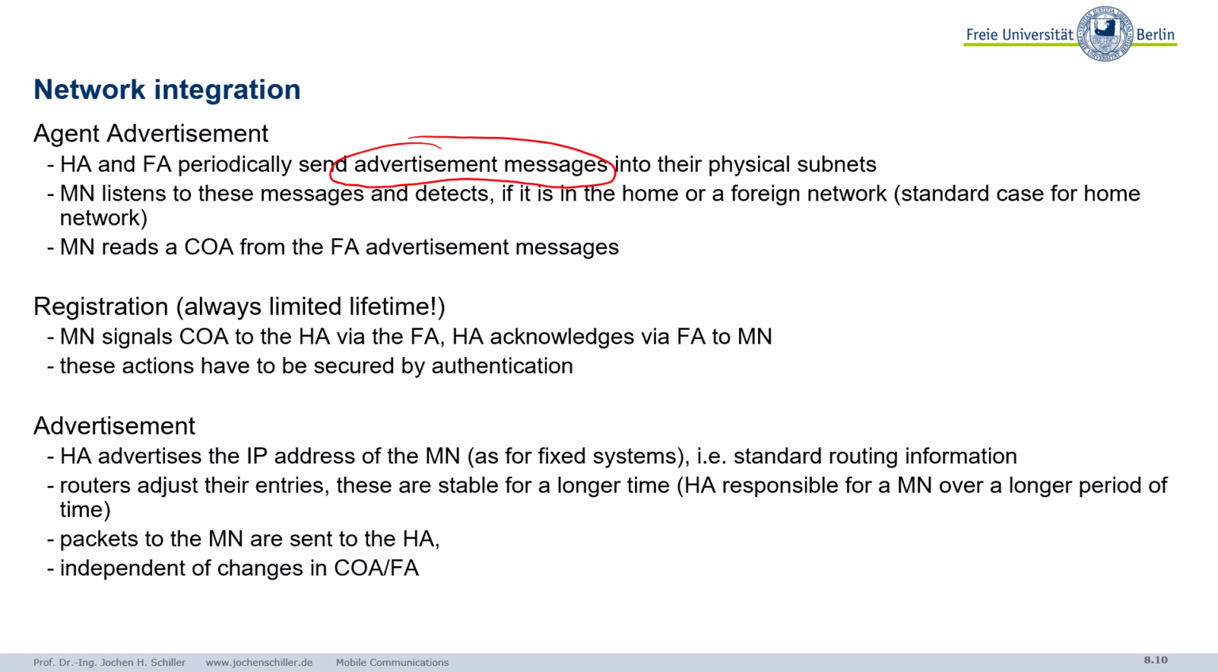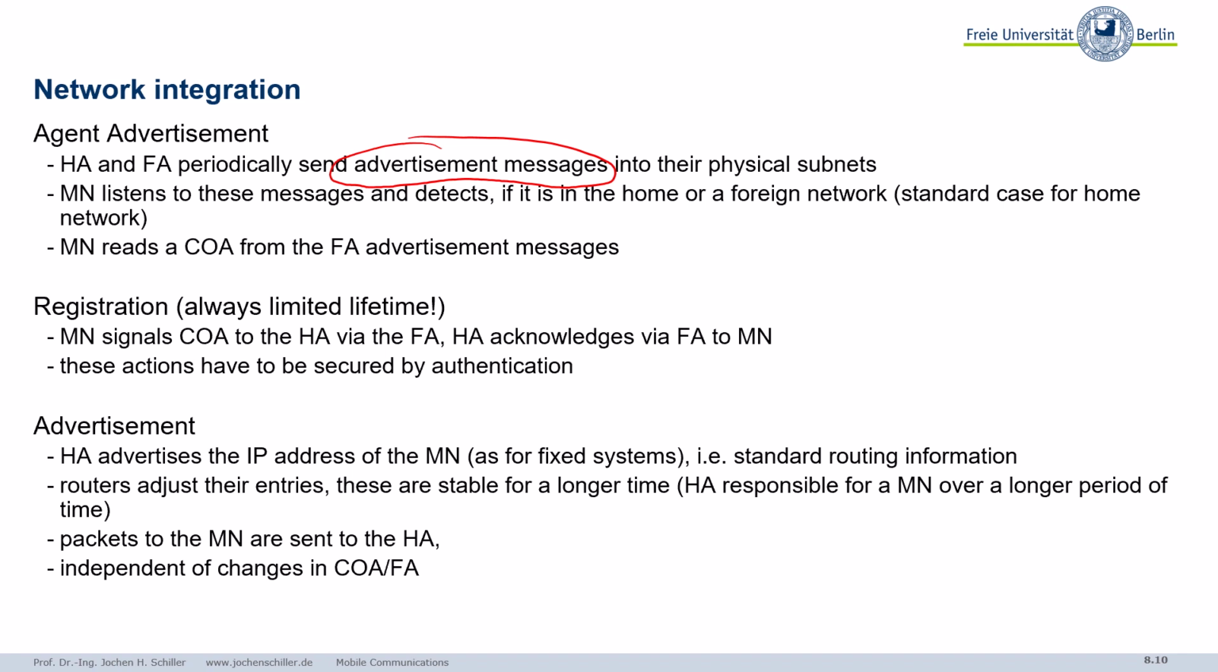The mobile node can register, so the mobile node grabs a care-of address and signals this care-of address to the home agent via the foreign agent. And then the home agent acknowledges via the foreign agent to the mobile node, everything fine, I noticed that you're now somewhere else. And these actions are secured by authentication.